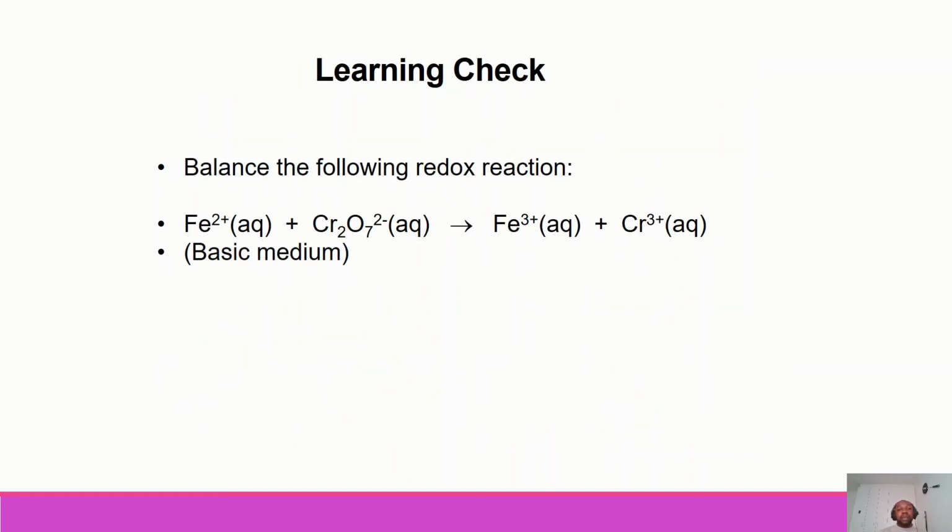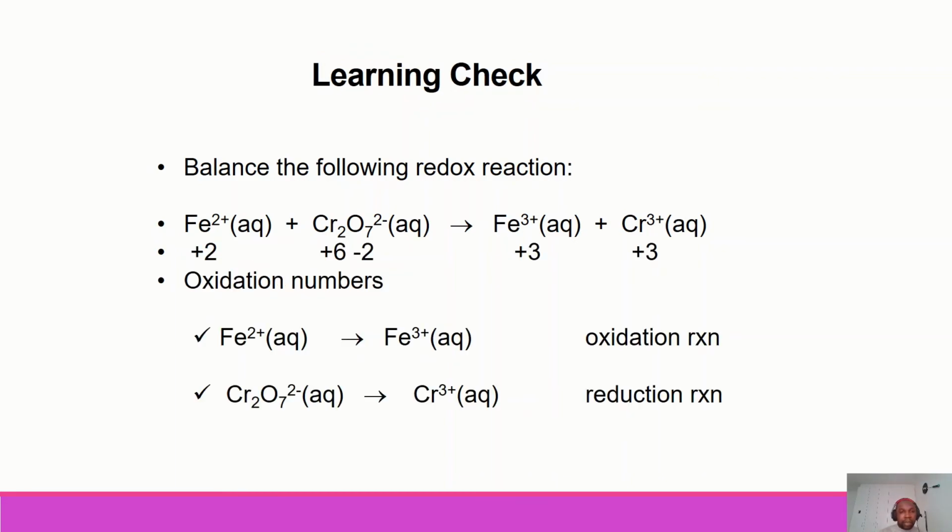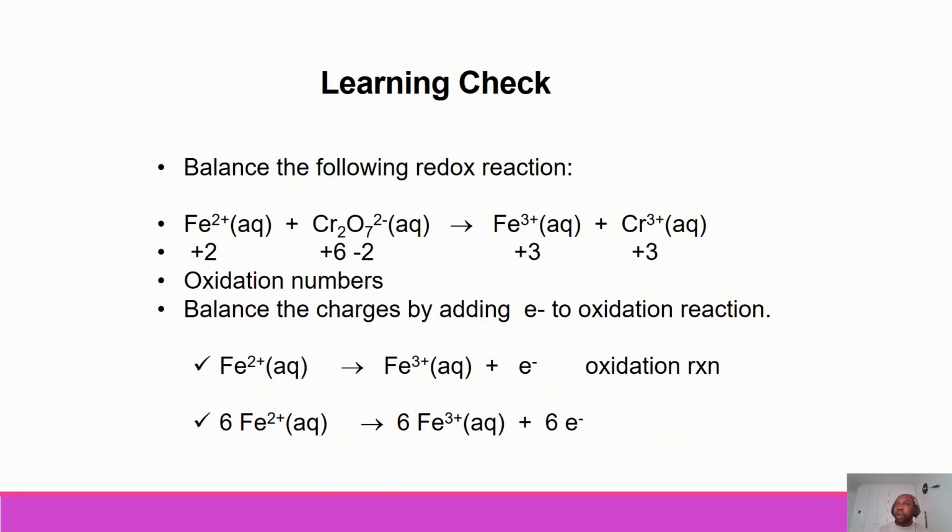So try this learning check. I think we'll probably try it together. So we want to balance this. First, let's write out the oxidation and the reduction side. As you can see, iron is moving from +2 to +3, that's oxidation. Then we have chromate moving from +6 to +3, and that is reduction. So when you separate the 2 reactions and you have your oxidation and the reduction reaction, then you can move forward to balancing each reaction separately.